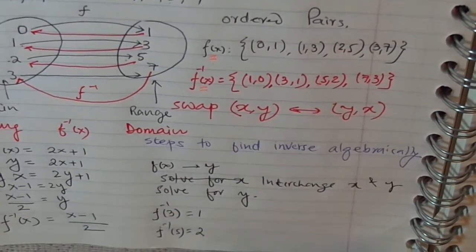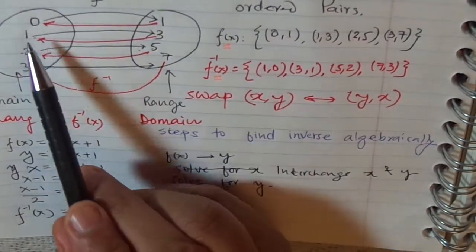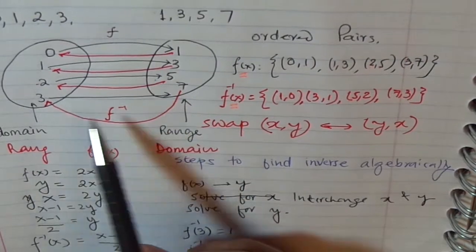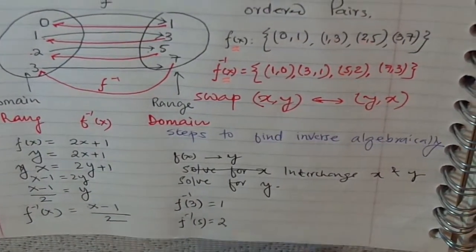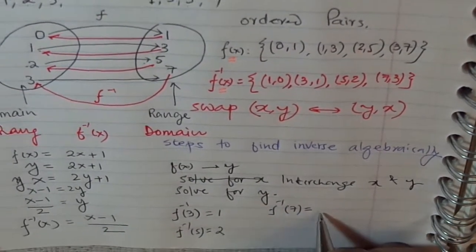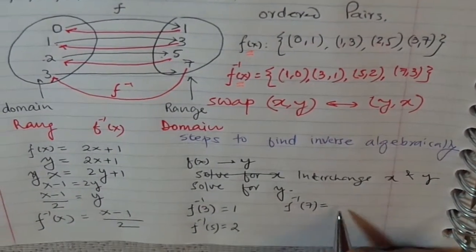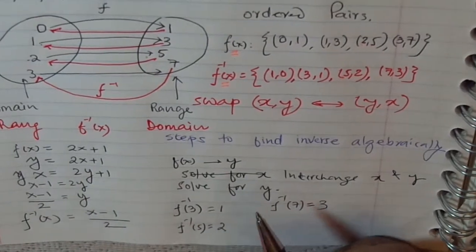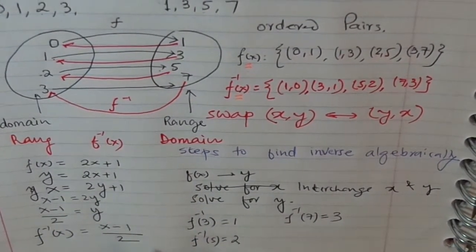Likewise, you can check all the values. So if we input 3, we get 1. If we input 5, we get 2. If we input 7, we will get 3. 7 minus 1 is 6. 6 divided by 2 is 3. So f inverse of 7 is equal to 3. So this is kind of proof to you that the equation we got is correct.